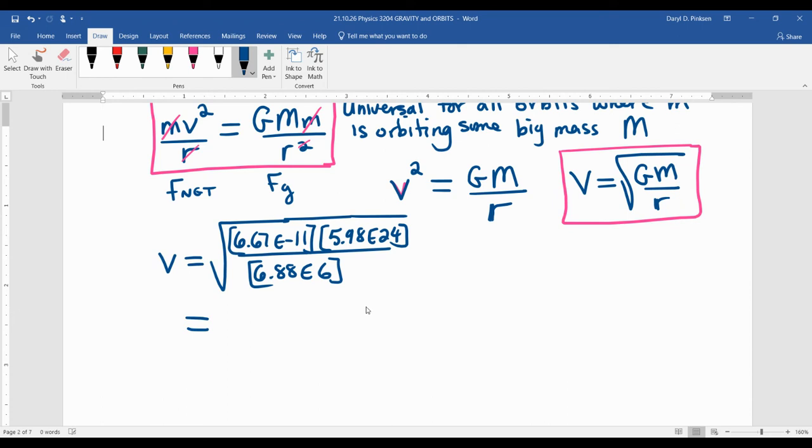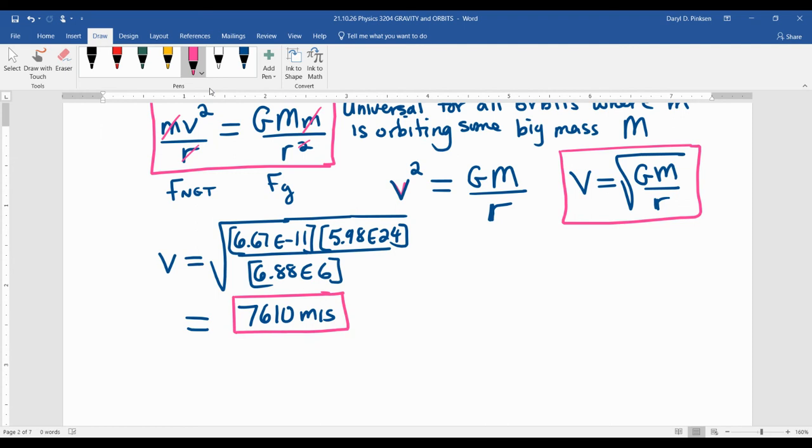And this is going to give us the orbital speed of a satellite placed 500 kilometers above the Earth's surface. So, oops, forgot my root sign: the square root of 6.67 exponent negative 11 times 5.98 exponent 24 divided by 6.88 exponent 6, and I get 7614. So let's round it to 3 digits: 7610 meters per second. So that's how fast a satellite in orbit around the Earth would be going at 500 kilometers above the Earth's surface.